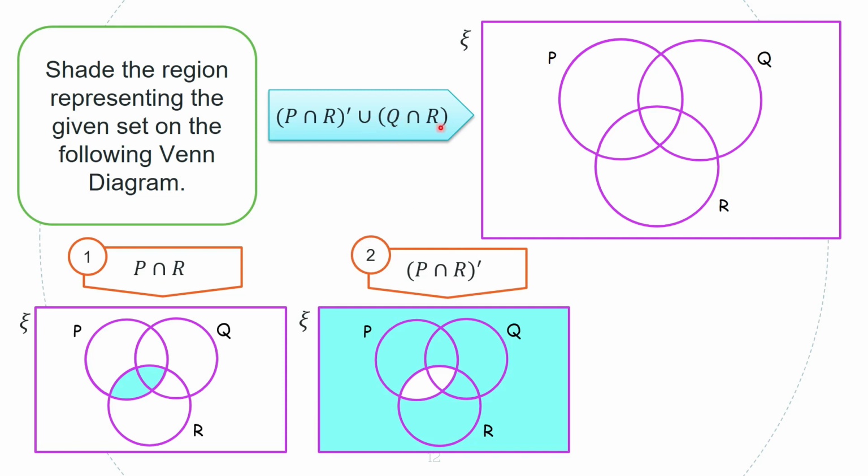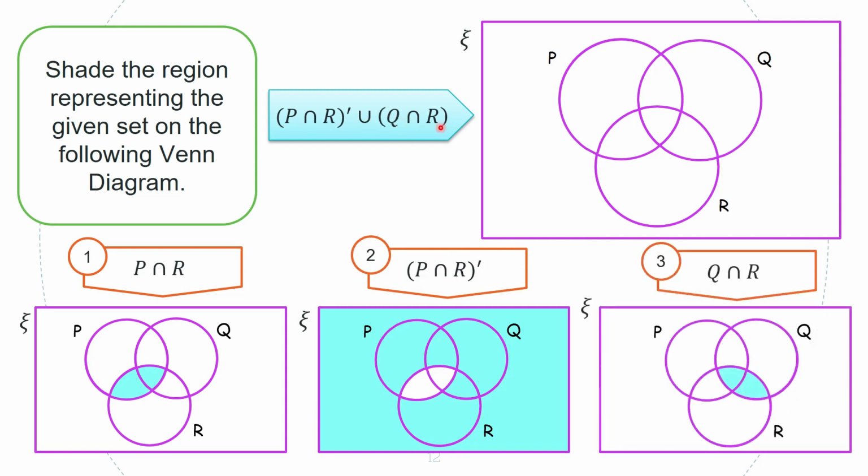Now we determine Q intersect R. Set Q intersect with set R, so the common element is this part, this shaded region. The question asks to find the union between these two, so we combine the shaded regions of these two. The shaded region is this part, and the same part is also in the middle one. So the final answer is like this. We combine all the shaded regions.